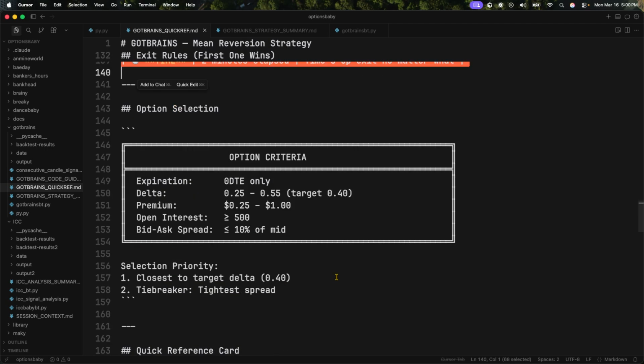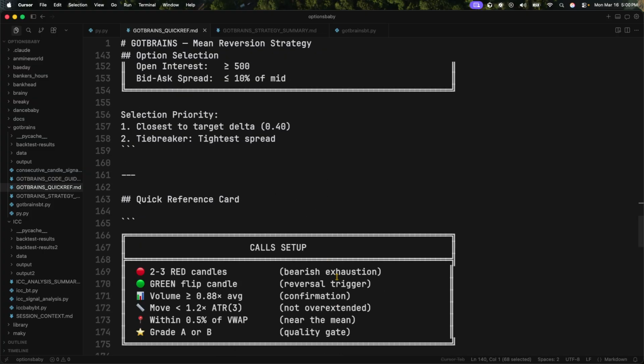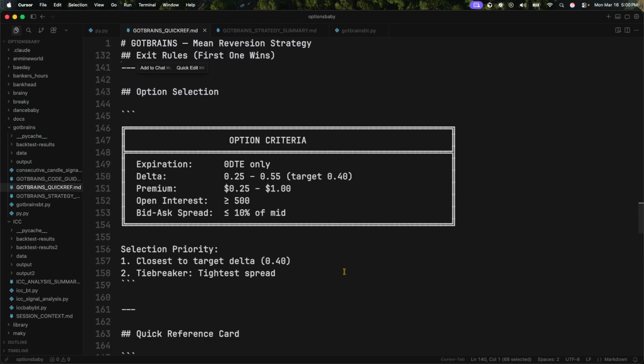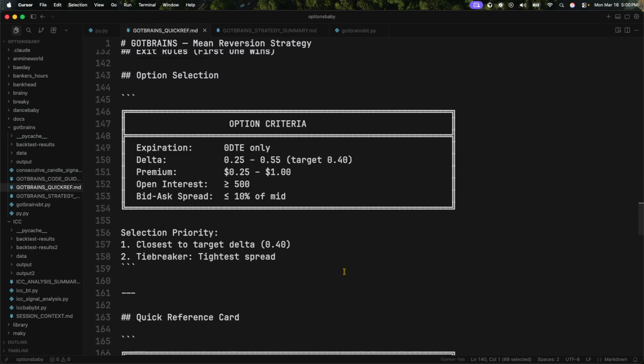And lastly, how we're going to, I think that's a nice one. I want to go through that as well. How we're going to select our options, right? So 0DTE, same day options only. And then we're looking at delta.